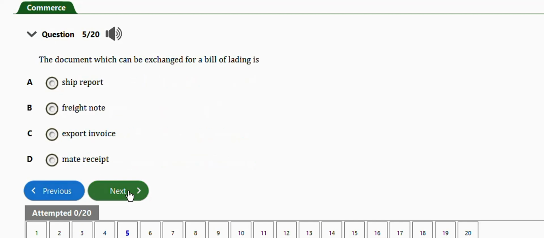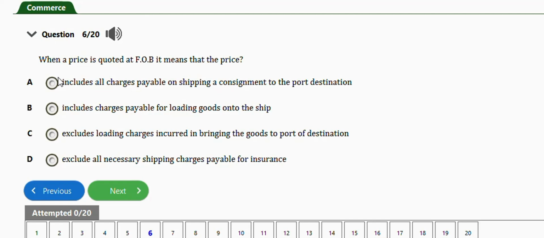Next question, it says the document which can be exchanged for a bill of lading is. The right answer to this question is option D, mate's receipt. Next question, it says when a price is quoted at FOB, it means that the price includes all charges payable on shipping a consignment to the port of destination, includes charges payable for loading goods onto the ship, excludes loading charges incurred in bringing the goods to the port of destination, or excludes all necessary shipping charges payable for insurance. So guys, the right answer to this question is option B, includes charges payable for loading goods onto the ship.